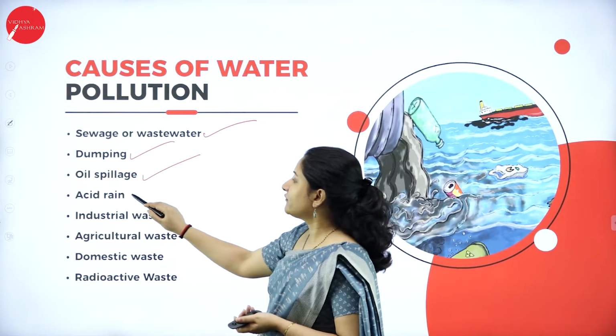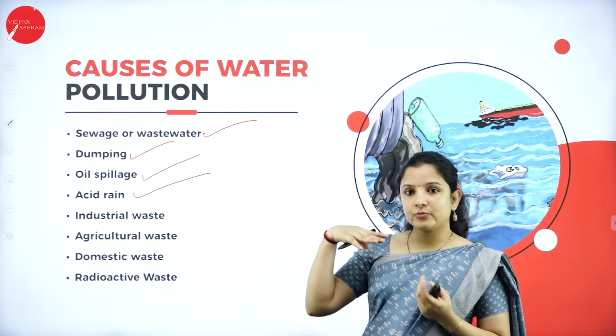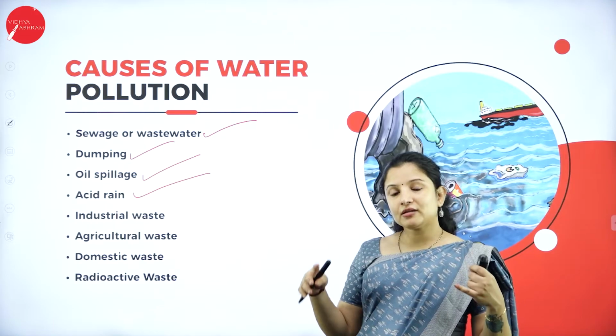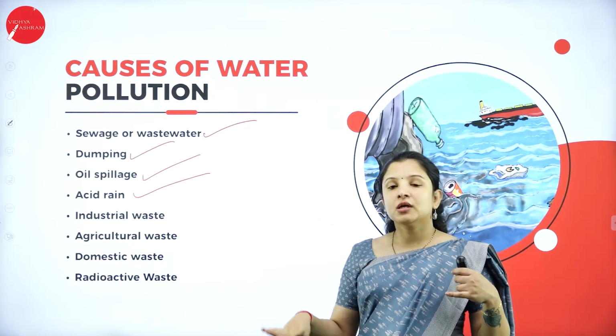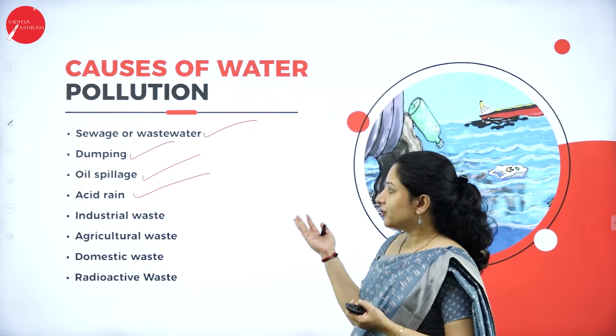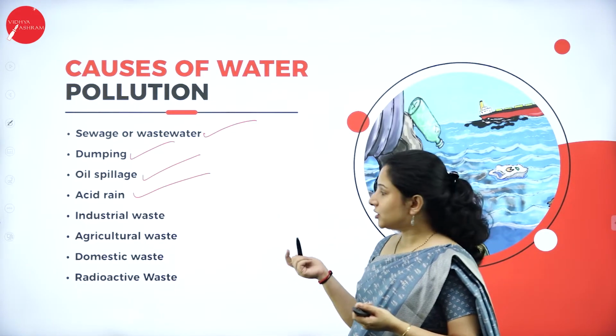Next is acid rain. Acid rain, obviously, falls to the land, right? So acid rain can cause water pollution. It can also cause soil pollution. So acid rain is one of the major reasons here.